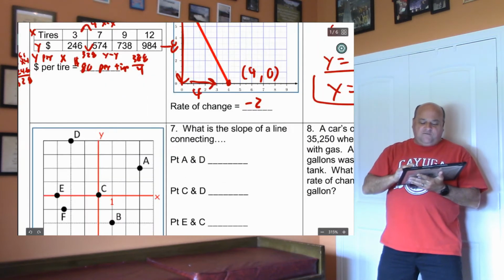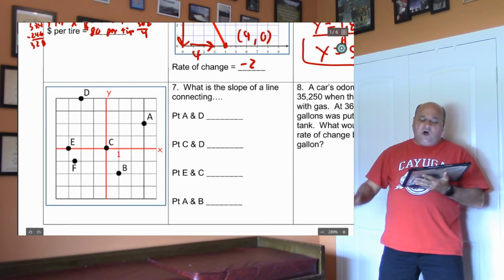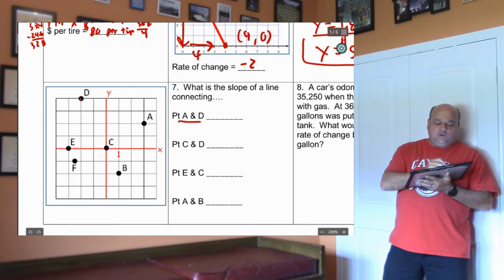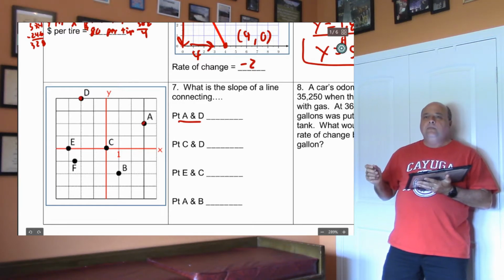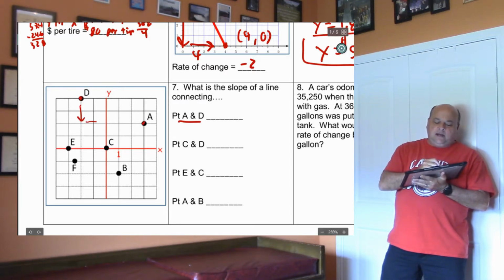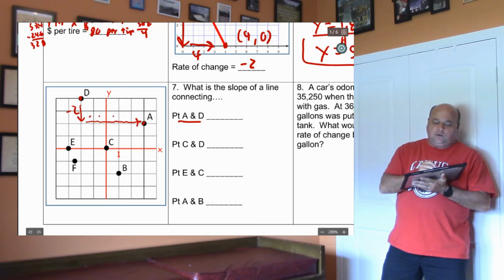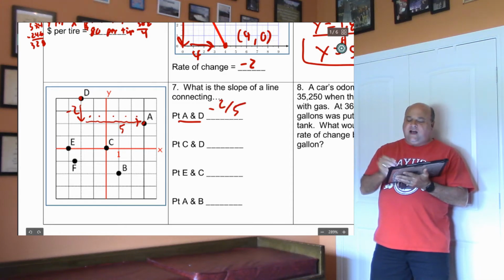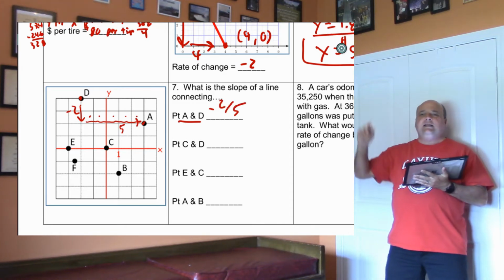Continuing on. F-U-N, fun. Okay, we want to go from point A to point D. So I want to go from here to here. Okay, so I'm going to go down and to the right, aren't I? I'm going to go down 2 and 1, 2, 3, 4, 5 over 5. So -2 over 5 would be my slope. Everyone see how to do that?